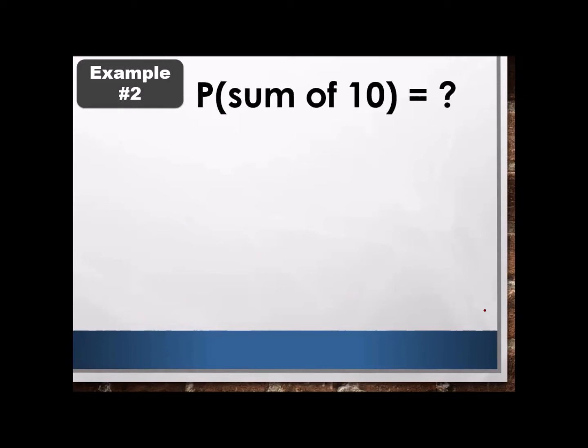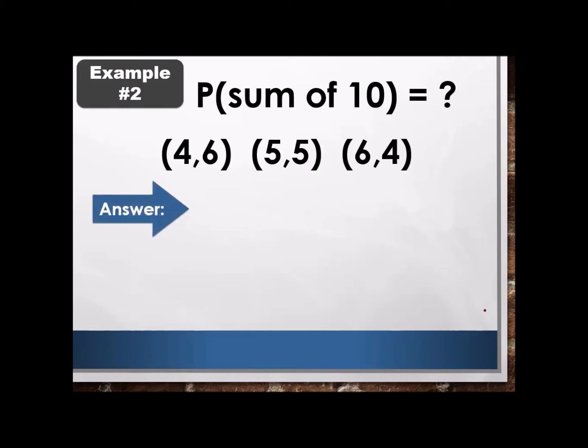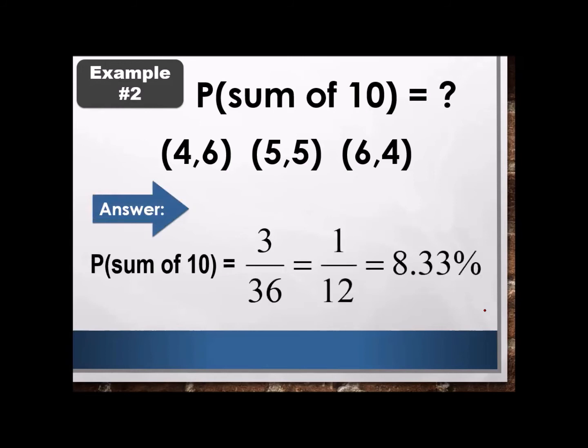Okay? Next. Probability of getting a sum of 10. O, 10 naman. Balikan natin ulit yung table. Can you still give me the answers? Okay, thank you so much. We have here 3 possible outcomes or 3 favorable outcomes. We have 4, 6, 5, 5, and 6, 4. Out of ilan? Out of 36. So, the simplest form of 3/36 is 1/12 or 8.33%.